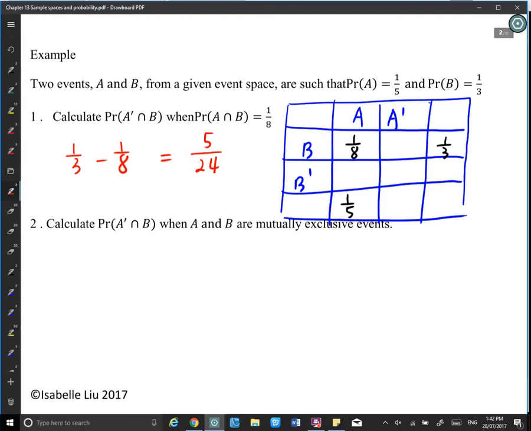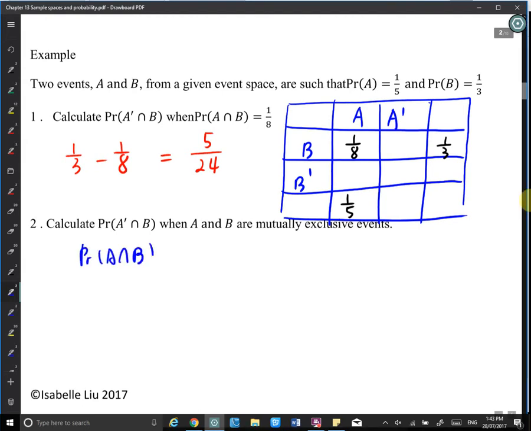Okay, next one is calculate A dash intersects B when A and B are mutually exclusive events. Okay, mutually exclusive events. We are learning math, so we don't want to see things in words. We want to change that to math representations. So when you see mutually exclusive, what does that mean? It means probability A intersects B is 0.